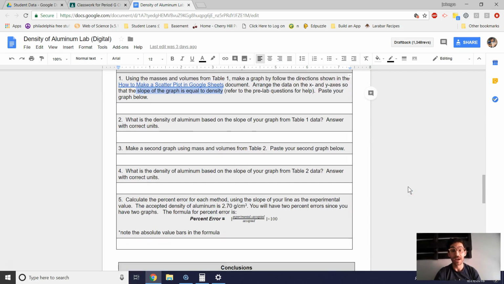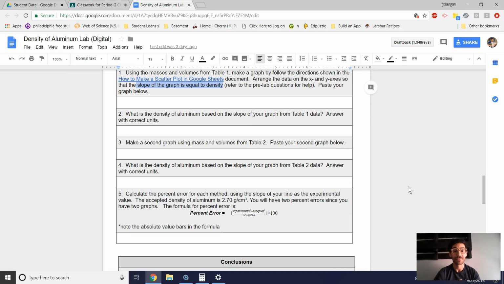After you've made a graph, it should display the equation for that graph, and you have the slope of the line in that equation. We just said the slope of the line will be equal to density if you arrange your axes correctly. So that answers this question. Then make another graph and solve for density.